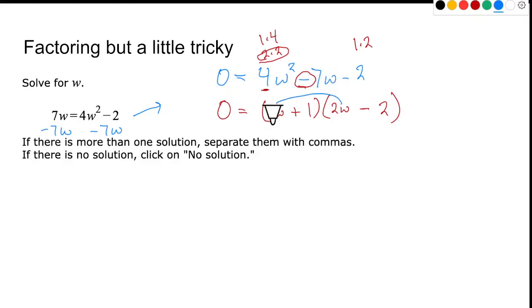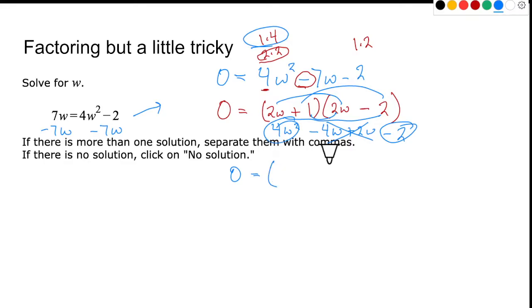Well, I get my 4w squared, the first. When I go for my outers, I get negative 4w. My inners, I get plus 2w. And my lasts, I get my negative 2. Well, I see I matched up with the end and the beginning, but I can see in the middle I'm not getting negative 7. I'm getting negative 2w. Okay, so that did not work. So let's try one more thing. Let's try our 1 and 4.